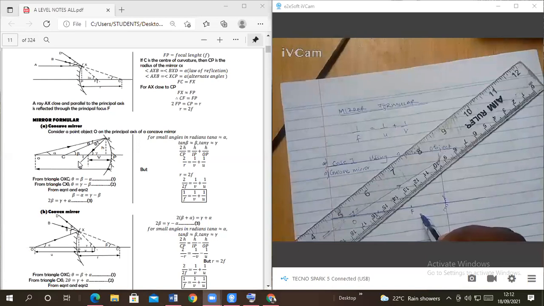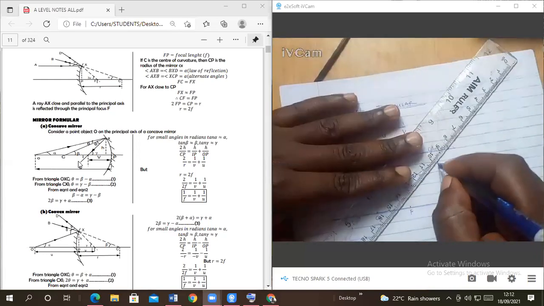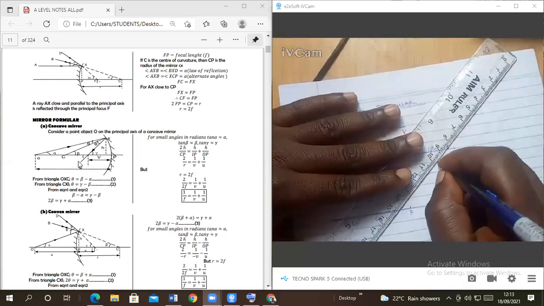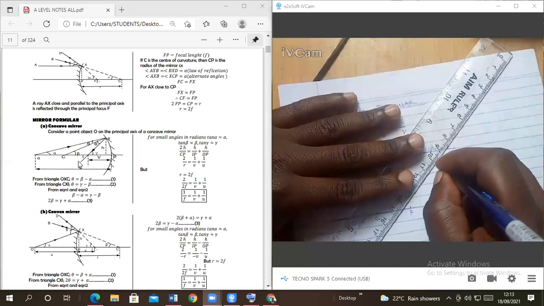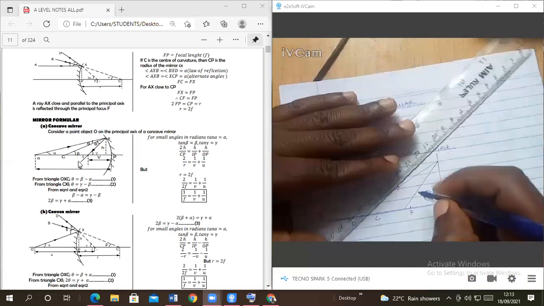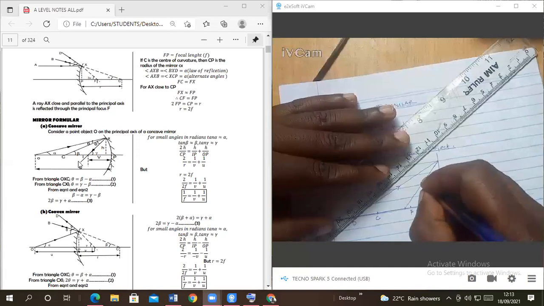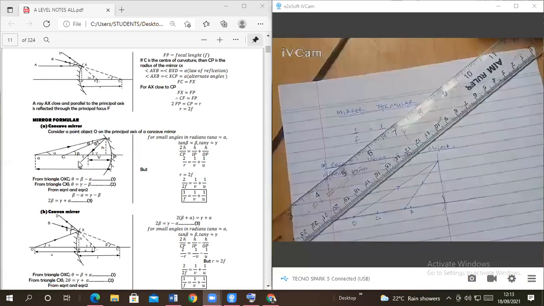principal axis. So we shall just create a point where we have our image, just a point where we have our image. So we can put somewhere here. All right, something like that. So this is where the image is.